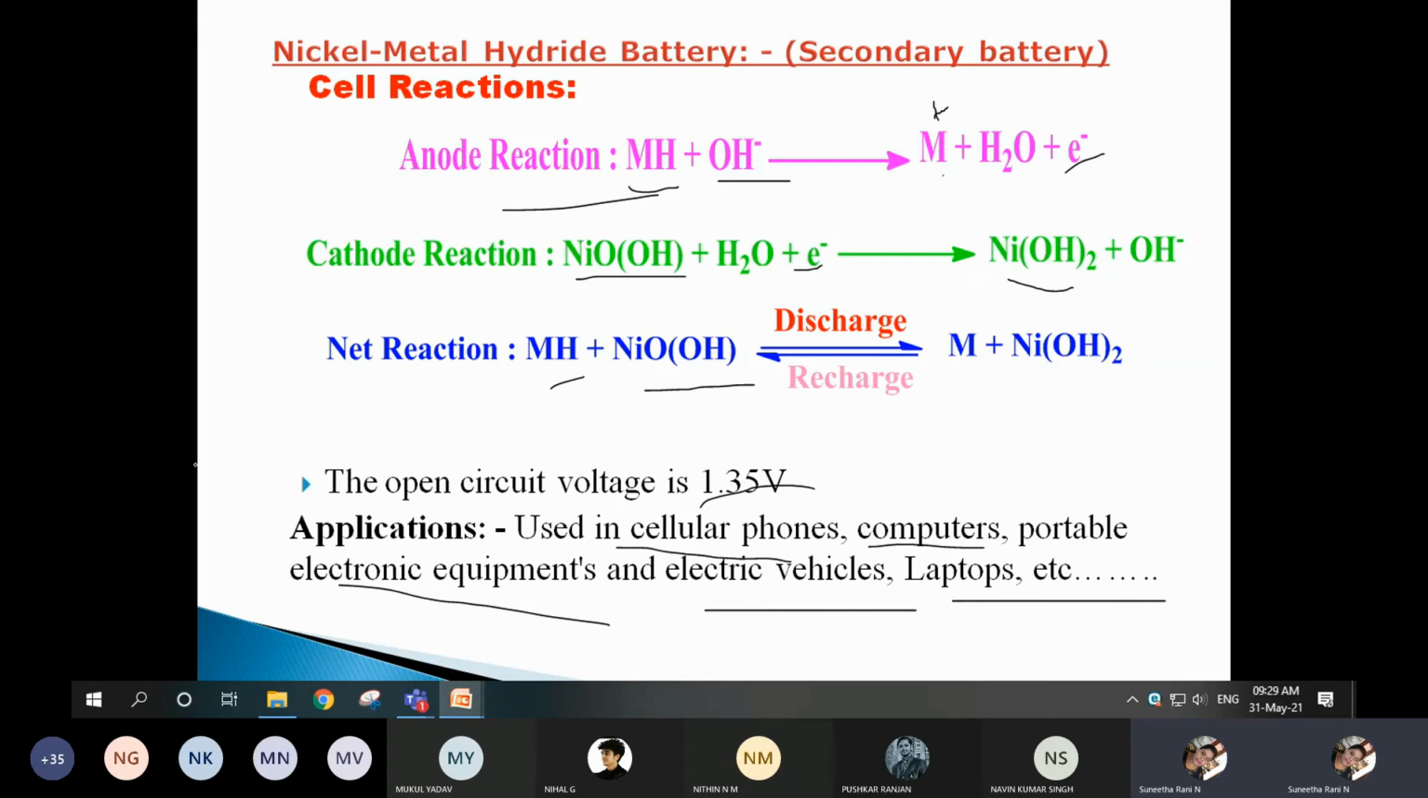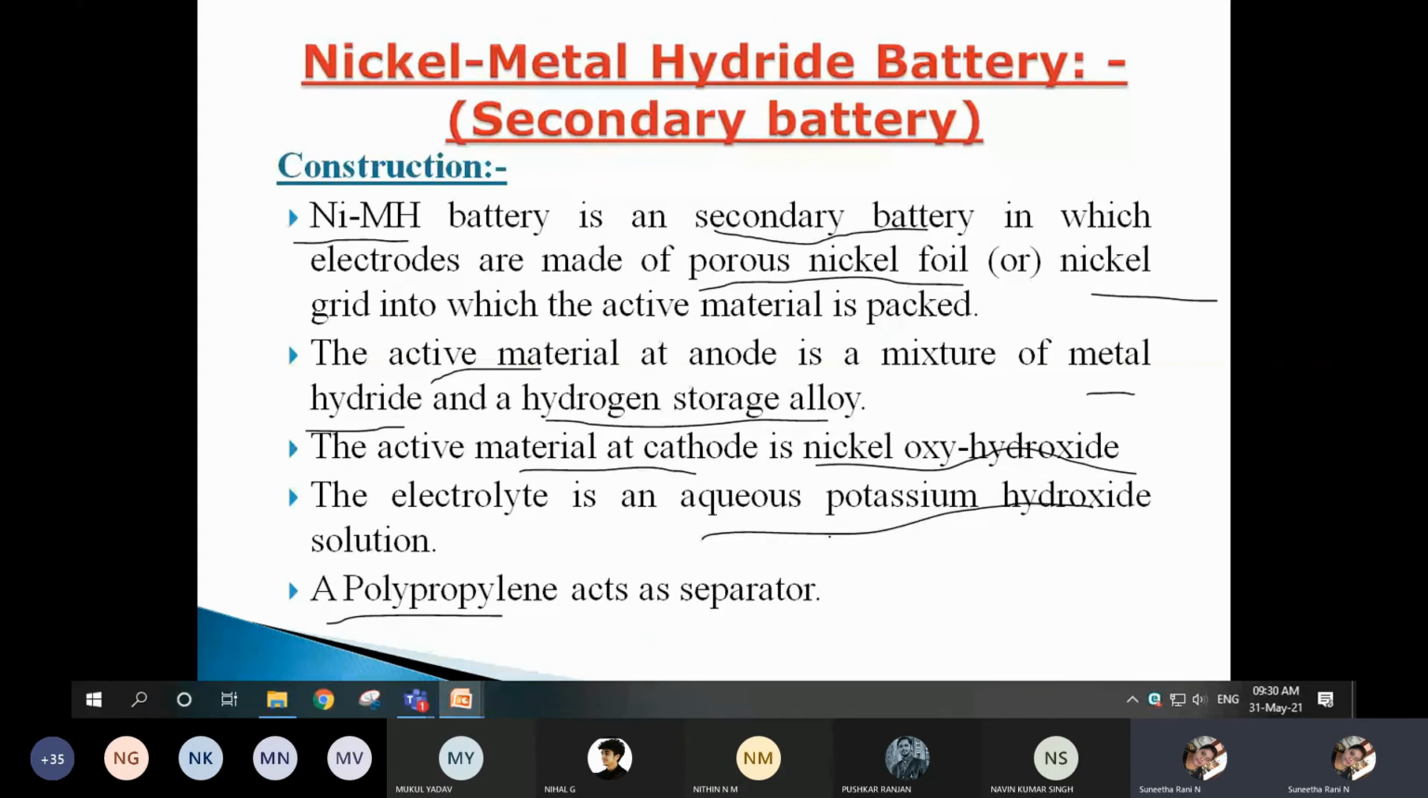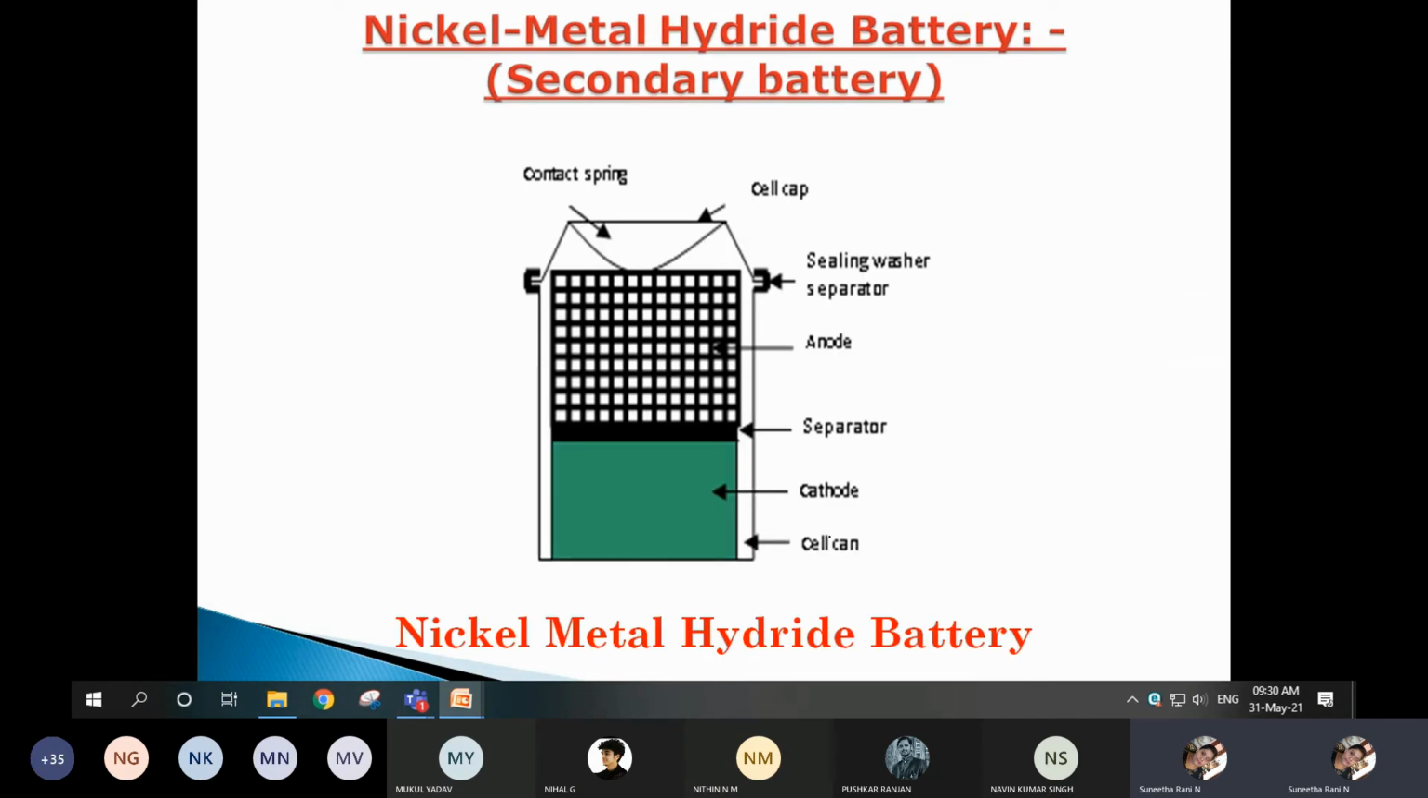So wherever rechargeable batteries are needed, we can use this type of secondary battery. So this is the nickel metal hydride battery, very important for 8 marks. For 8 marks, what you have to write? First, you have to write what is a nickel metal hydride battery, what is anode, what is cathode, what is electrolyte, and what is separator. After that, you should write a neat diagram of the nickel metal hydride battery, which carries 2 marks.